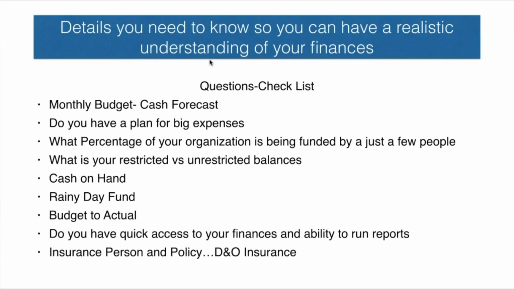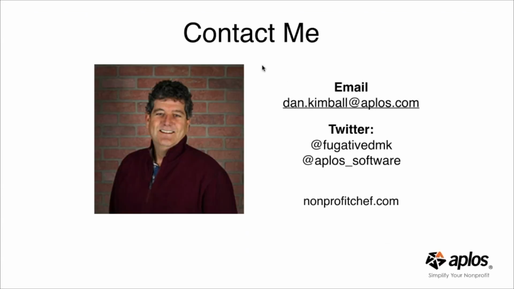So do you have a rainy day fund? What's your budget to actual? Do you have quick access to your finances and the ability to run reports? And then lastly, your insurance: know and understand your director and officer insurance. Okay. So that's kind of the overview. And if you are a board member, hopefully you can take some of this stuff to your boards and do some additional financial literacy with your own boards.